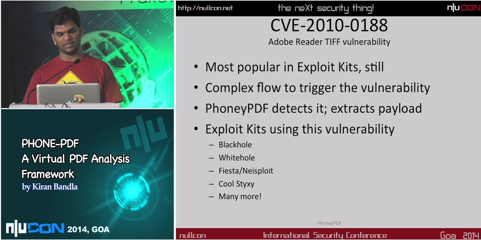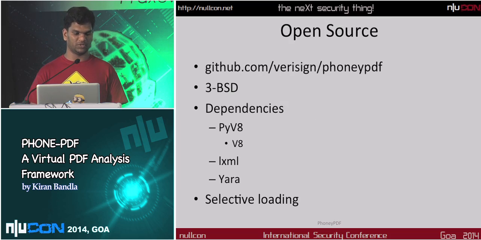And the nice thing is VeriSign actually agreed to release this under the 3-clause BSD license, which is probably one of the least restrictive licenses. It's not GPL. It needs PyV8, LXML and Yara to build and use. LXML and Yara are pretty easy to install using Debian or most of the other Linux flavors, but PyV8, God help you with that, but you need that to analyze JavaScript.